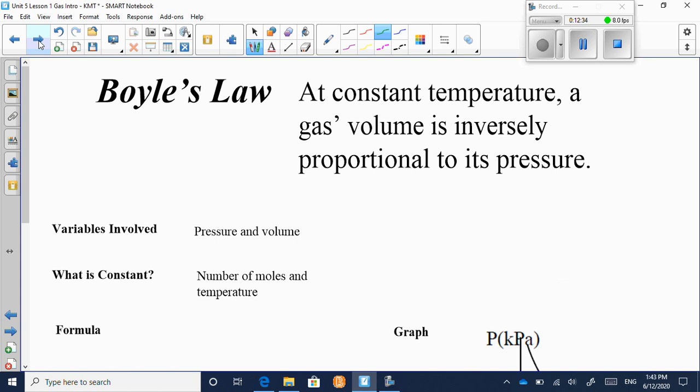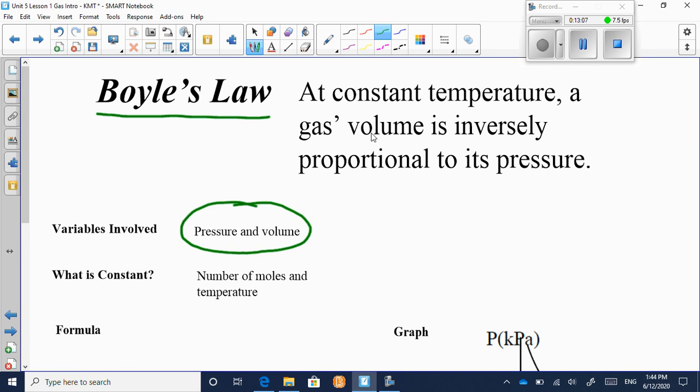So basically, the first law is a law that relates the pressure and the volume of a gas. And what the law states, and it's called Boyle's law, is based on work done by the chemist Boyle. I forget his first name. I think it's Charles Boyle, actually. But Boyle, and at constant temperature, a gas's volume is inversely proportional to its pressure.